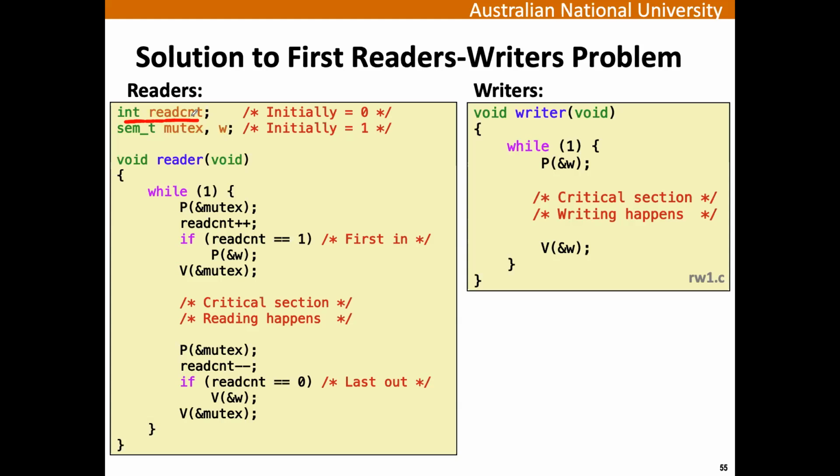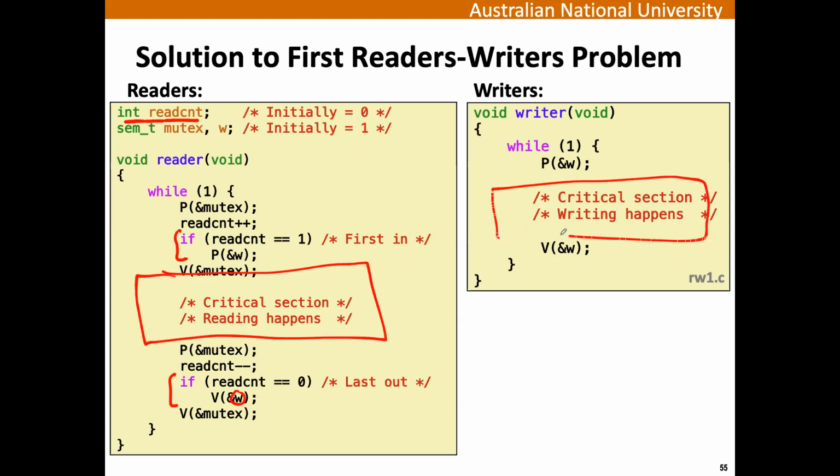So if you look at this example offline, just remember that the first thread here is locking the mutex, and the last one here is unlocking the mutex. The W mutex is the one that provides mutual exclusion for the critical sections where we are reading a shared resource.